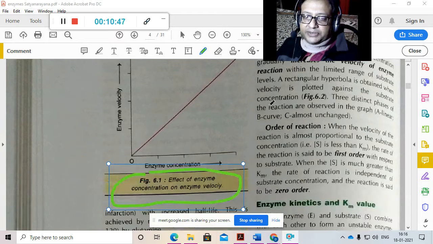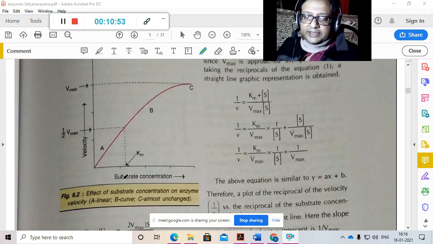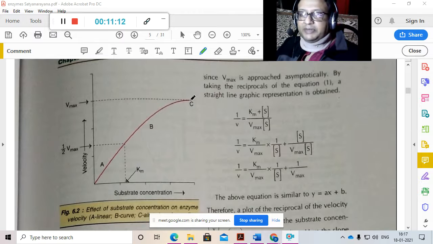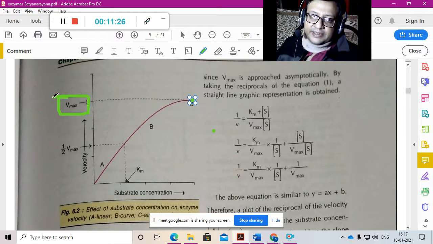Next is concentration of substrate. If we look at substrate concentration on this axis and velocity on this axis, as you keep on increasing the substrate concentration, the velocity keeps on increasing till it reaches a maximum velocity, after which the rate of the reaction doesn't increase. This is known as Vmax, the maximum velocity, and this is half of Vmax.